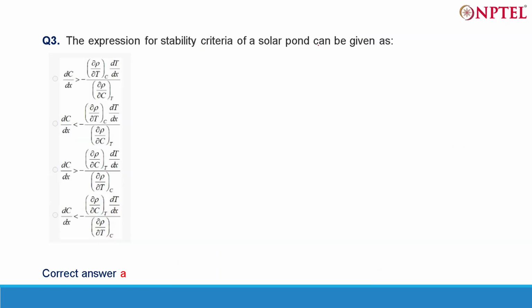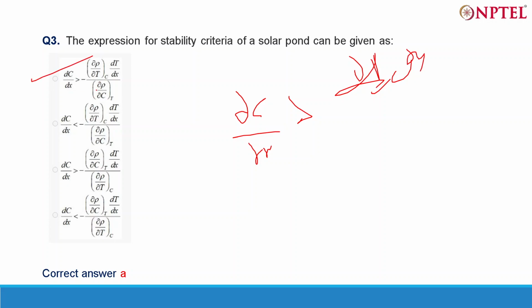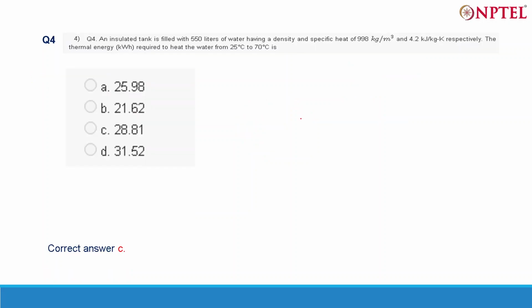The expression of the stability criteria for a solar pond can be given as dc upon dx greater than dp upon dt upon c dt upon dx, as we solved in a numerical also. I think this one is the correct answer. Then we have an insulated tank filled with 550 liters of water having a density and specific heat of this, and the thermal energy required. See, the question which we solved in the lectures is on the same pattern. Just go through the slides and you will be able to solve the questions.